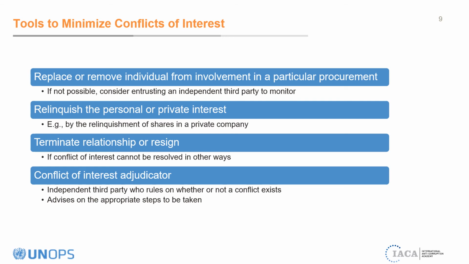What's important, what really facilitates this entire process, is to have a conflict of interest adjudicator, an independent third party who rules on whether or not there is a conflict of interest. For example, in the U.S. government, that's very oftentimes an ethics officer who's assigned to a particular agency. And that independent third party will advise on the appropriate next steps to take based on existing and published rules.